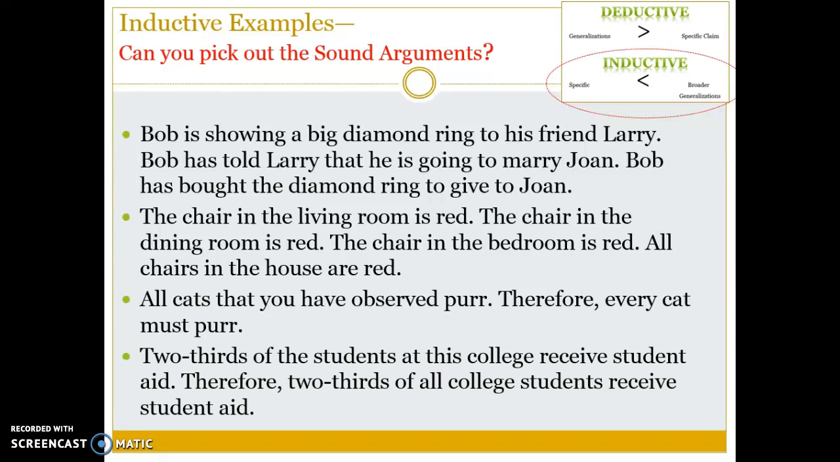Last one. 2/3 of the students at this college receive student aid. Therefore, 2/3 of all college students receive student aid. The argument here is the last sentence. Therefore, 2/3 of all college students receive student aid. If you said that that was unsound, then you're right. Because in fact, just because that's the statistic at one college does not mean that's the statistic at all colleges.